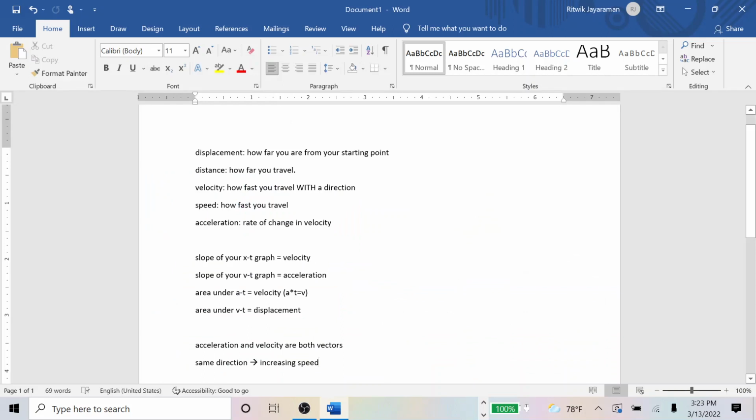Now, I hope that all made sense. Again, just as a quick recap, displacement is how far you are from your starting point. Distance is how far you travel, period. Velocity is how fast you travel with the direction. Speed is how fast you travel, period. And then acceleration is your rate of change in velocity. Now, displacement, remember, is a vector. Actually, we can say this, right? Velocity is a vector and acceleration is a vector, while speed and distance are scalar. They don't have a direction.